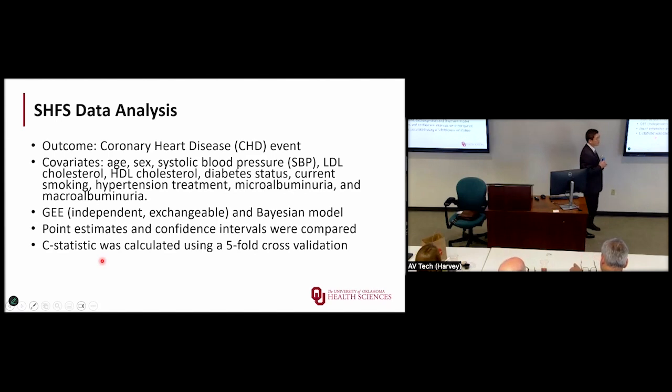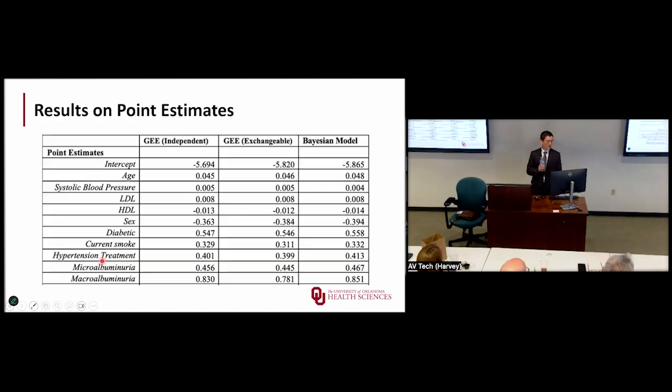Here I want to show you some real data analysis. The outcome variable is CHD event. Again, the patient either has the event or not, so it's binary. For covariates, we consider a bunch of them. By no means are we doing a thorough analysis; we're mostly doing this for illustration. So we consider age, sex, blood pressure, and so on and so forth. We compare GEE with independent correlation structure and exchangeable correlation structure, and the Bayesian model. We compare the C statistic, point estimates, confidence intervals, things like that.